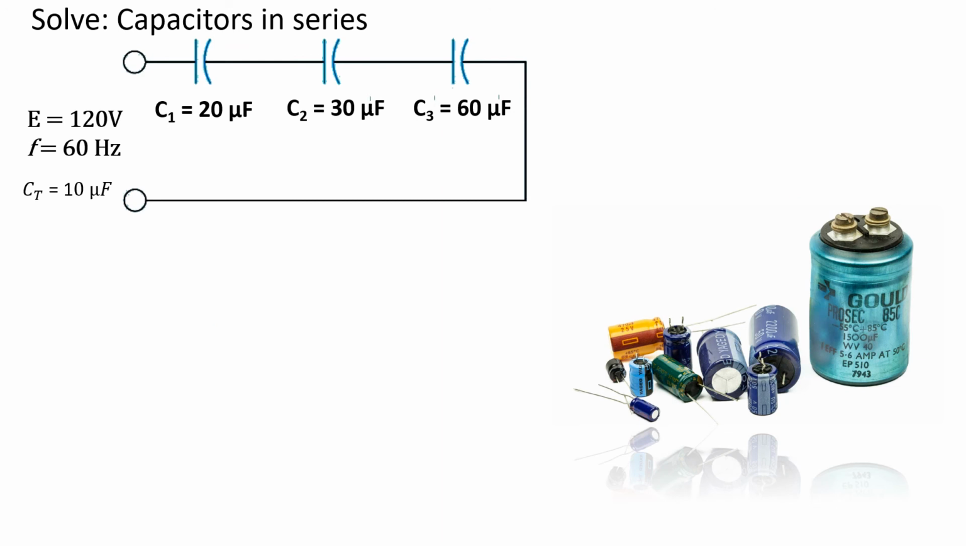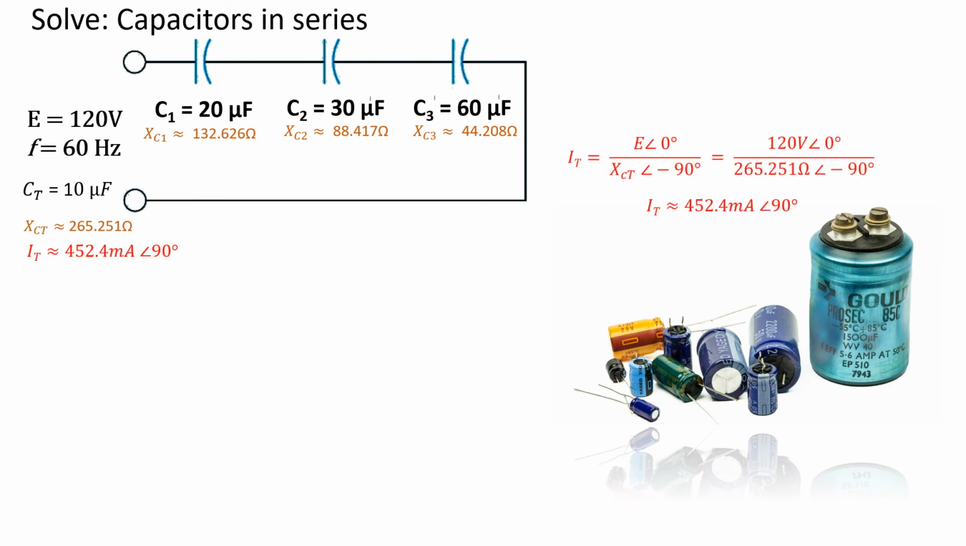As we carry on with our calculations, we've already calculated our individual capacitive reactances. We got our total circuit reactance. We've got our total circuit current and our individual voltages. The only thing left to calculate now is our individual powers, our capacitive reactive powers for each of these three capacitors.